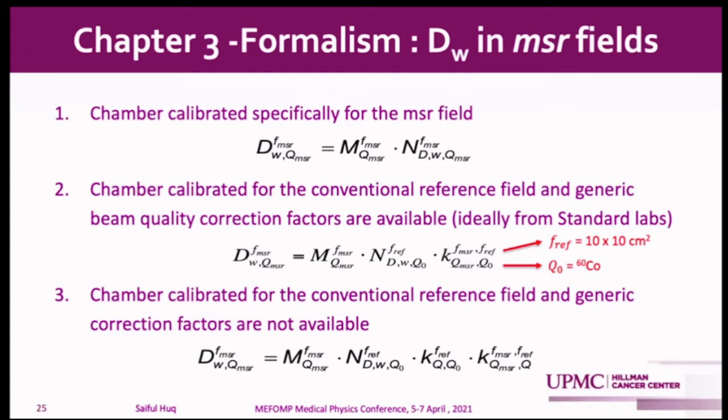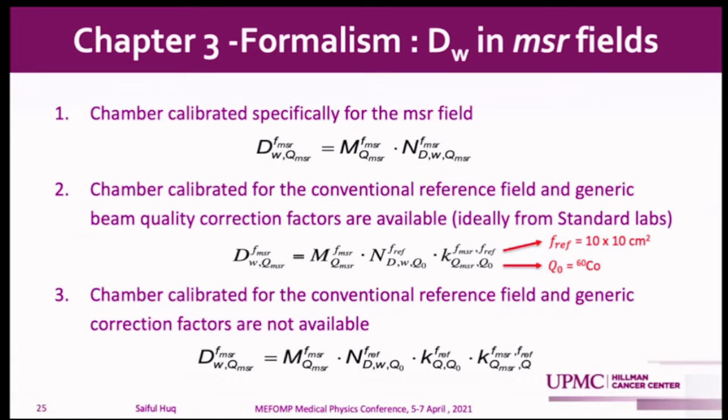But you think of a hypothetical beam in the same machine of a beam quality Q and field size FREF of 10 by 10. This KQ-Q0 FREF then corrects for the differences in the response of the chamber in this hypothetical beam of quality Q and the Q0 that is cobalt 60. And then you need a second beam quality correction factor that corrects for the differences in the response of the chamber in this hypothetical beam of quality Q and the clinical beam that you're interested in, QMSR.